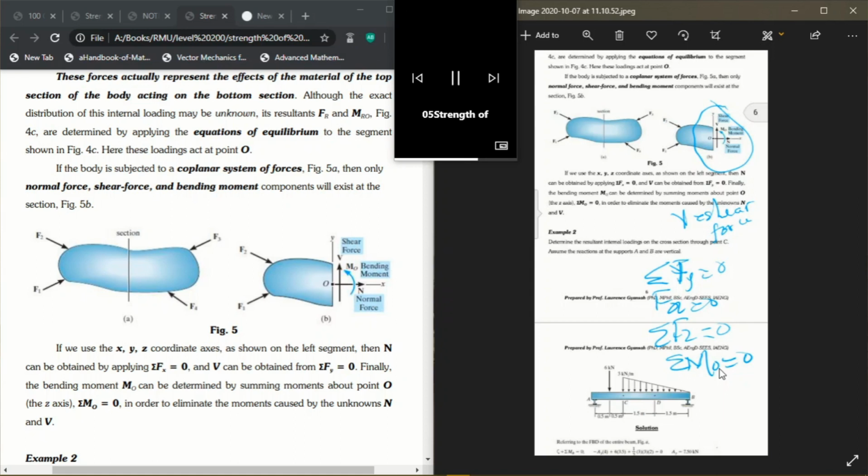When you take moments, you only have to make sure that maybe clockwise is positive. You have to take your direction, very important, and anti-clockwise is negative. So all the forces that will rotate the member in a clockwise direction are going to be positive, and those that will resist in an anti-clockwise direction are going to be negative. You sum, and then you equate everything to 0, and you will find the missing value. This is how we find something called internal resultant loadings. So how many internal resultant loadings do we have in a coplanar system of forces? 3: shear force, normal force, and bending moments.